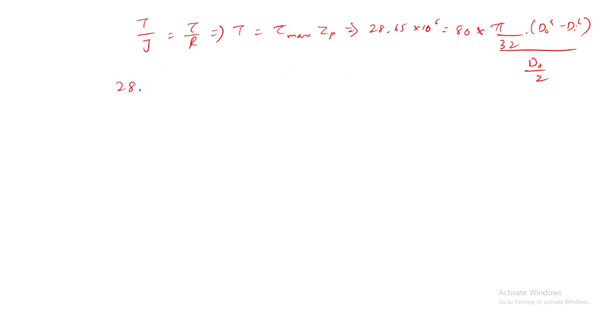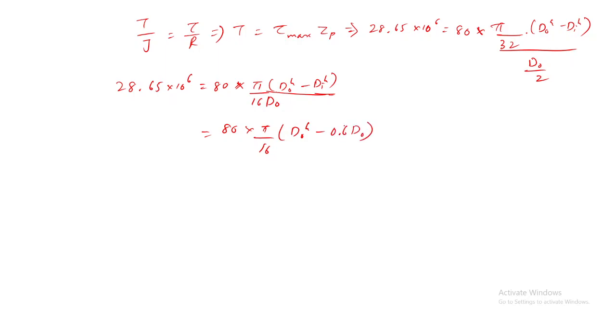So it will become 28.65 into 10 to the power of 6 equals 80 into pi by 16 d naught into d naught power 4 minus di power 4. Okay, so if I substitute the value of di power 4 in terms of d naught, it will be 80 into pi by 16 into d naught power 4 minus 0.6 d naught power 4, divided by d naught. Okay, this is 80.